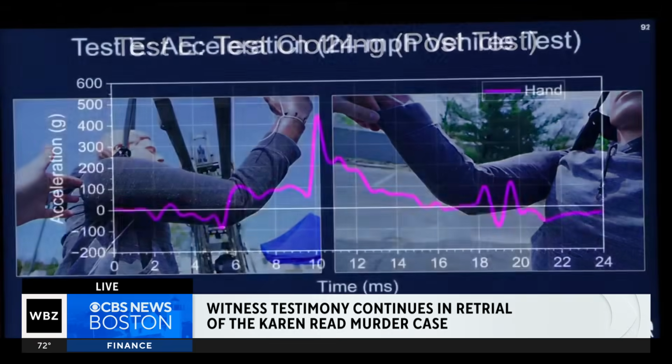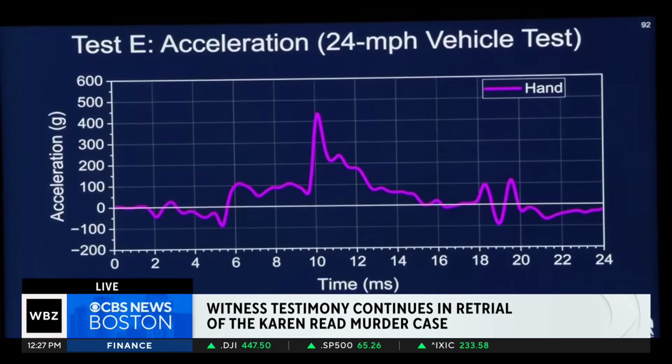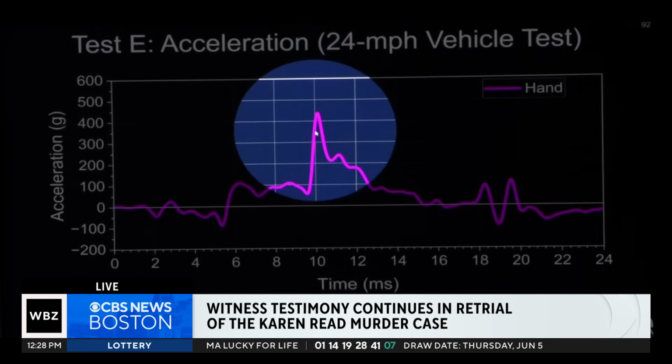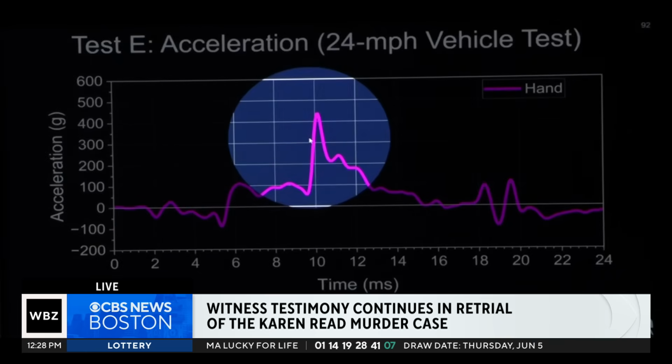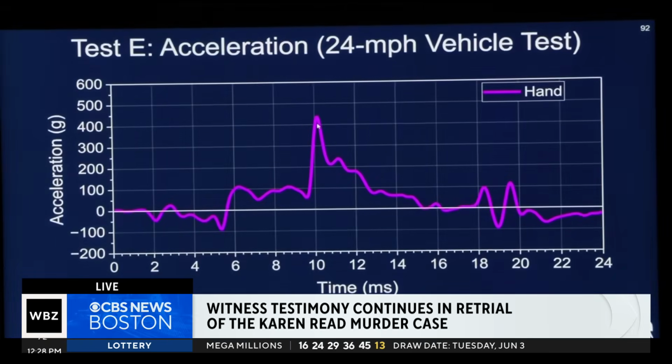Next slide, please. What are we looking at in terms of this graph? What you're looking at in this graph is the acceleration of the hand reaching a peak acceleration just after 10 milliseconds of approximately 435 Gs. Next slide.